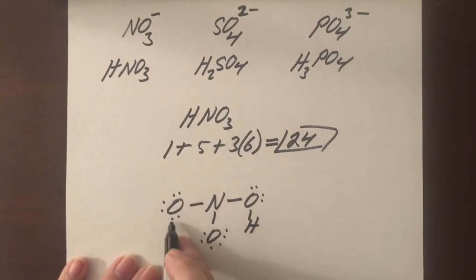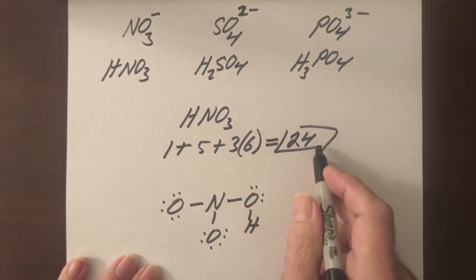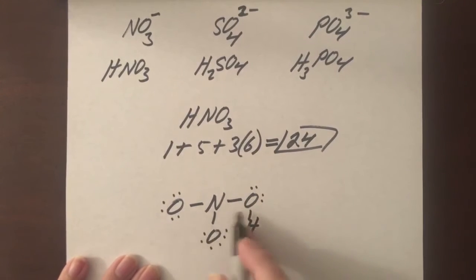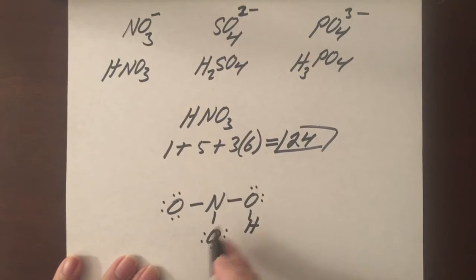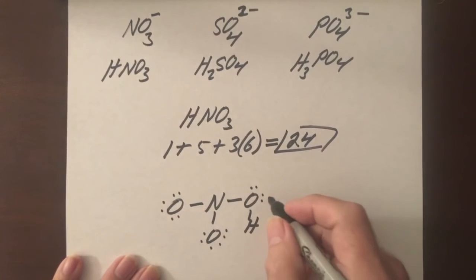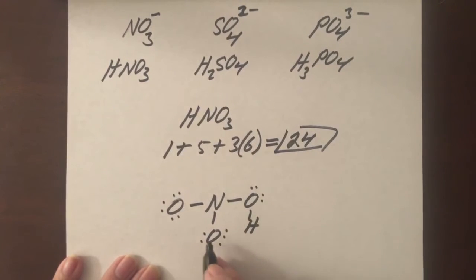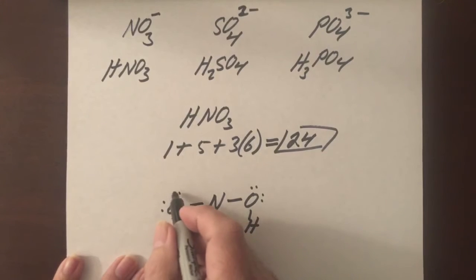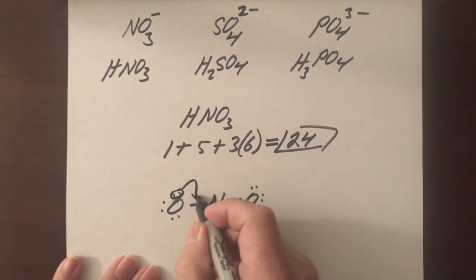So 2, 4, 6, 8, 10, 12, 14, 16, 18, 20, 22, 24. We only have 24 electrons, so that means in order for the nitrogen to be surrounded by 8, I'm going to have to take one of the lone pairs off of one of the oxygens and make an additional shared pair, so the nitrogen is going to be double bonded to one of the oxygens. However, when you do this, you're not going to want to pick the oxygen that already has the hydrogen bonded to it. You want to pick one of the other oxygens.